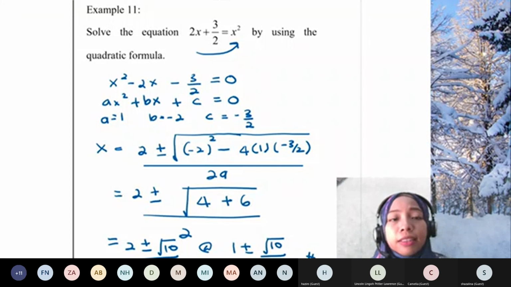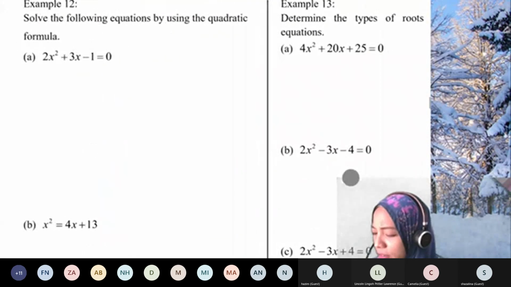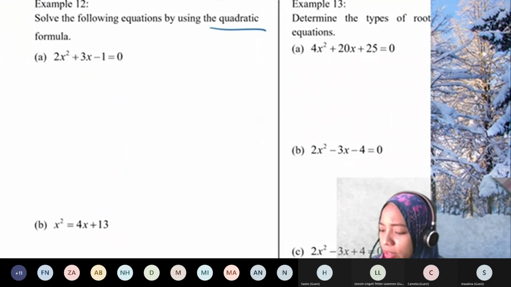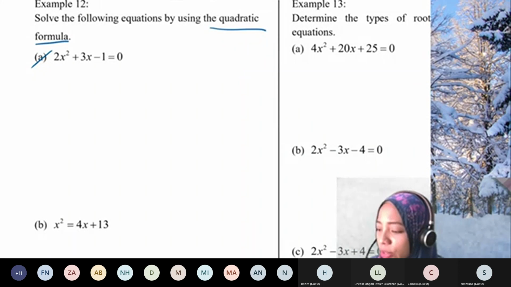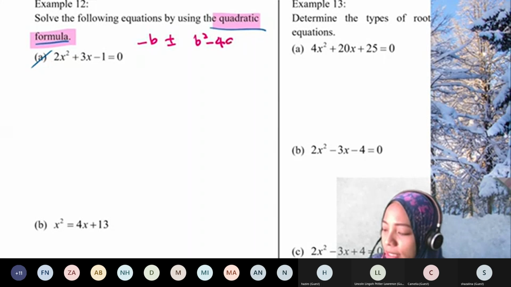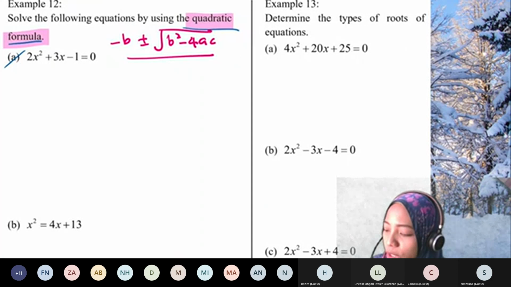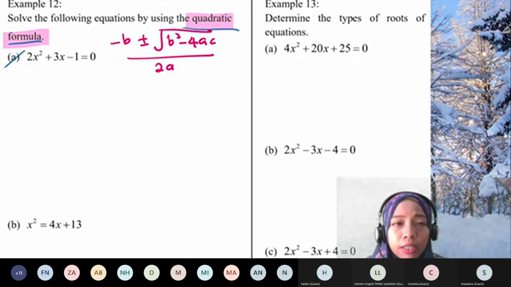Okay, clear? Number 11. Clear, madam. Answer nombor 11 ni very easy lah. Solve the equation using quadratic formula. So, mesti tengok soalan nak apa. Quadratic formula mesti guna negative b plus minus square root of b square minus 4ac over 2a. Jangan pergi buat completing the square. Tapi kalau dia minta completing the square, mesti bagi dalam bentuk completing the square.